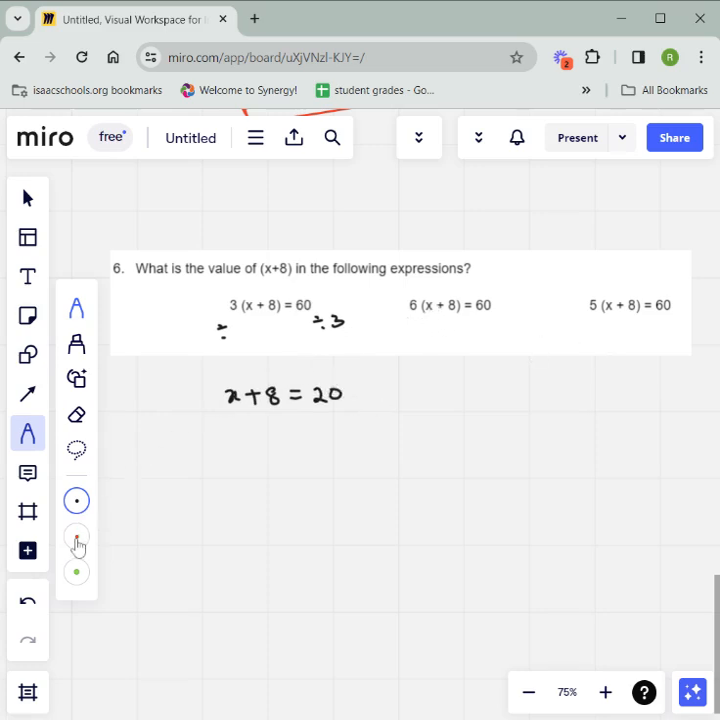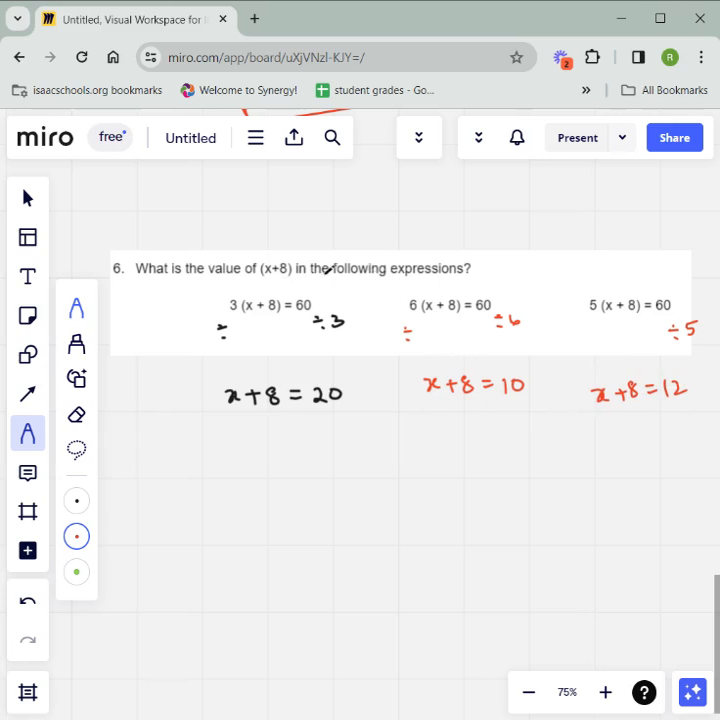Similarly, I have 6 groups, $60. So divided by 6, x plus 8 is 10, not dollars. But if I have 5 groups, 60, divided by 5, this x plus 8 is 12. So look at all these.